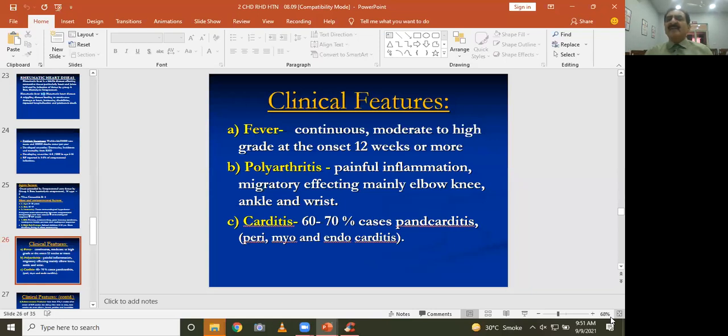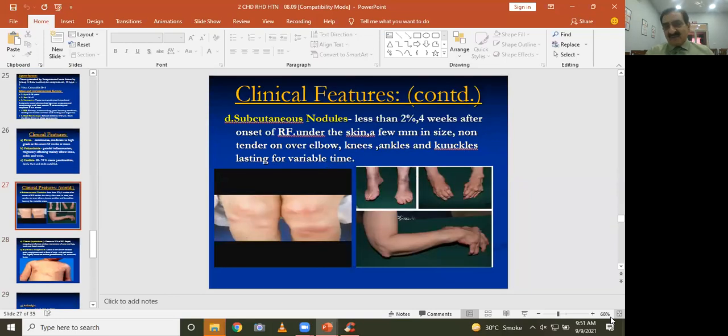So carditis may be pericarditis, myocarditis, or endocarditis, but it is seen mostly that it is endocarditis, and the valve which is mostly involved is the mitral. There may be mitral stenosis or mitral incompetence. You can see that by echocardiography or by clinically hearing the murmur.